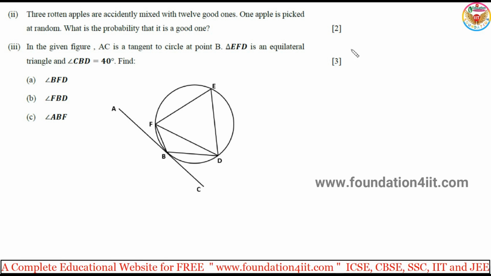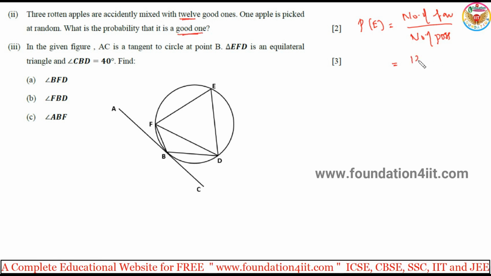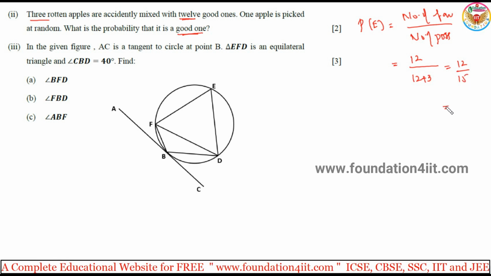So we know that probability of the particular event is number of favorable outcomes by number of possible outcomes, right? You can apply this. According to this question, one apple is picked at random. What is the probability of a good one? So in this, 12 are good. 12 divided by all the outcomes. All possibilities are 3 rotten plus 12 good. All are mixed up. So total 12 plus 3. That is 12 divided by 15. This is the probability of that.